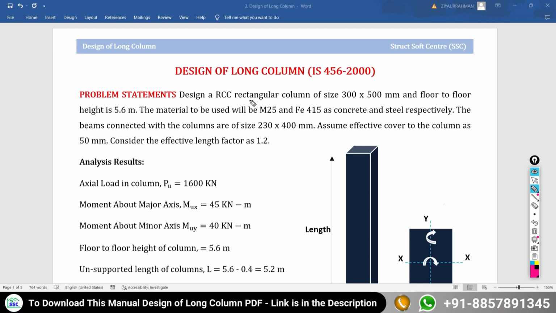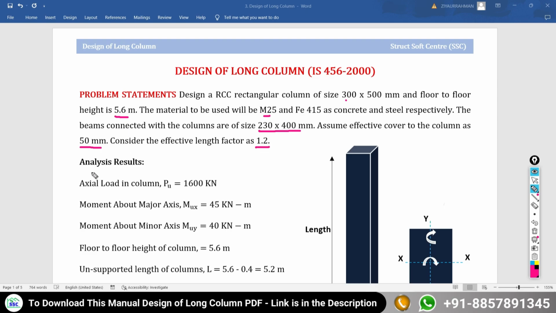First of all, try to understand the problem statement. We have to design an RCC rectangular column of size 300 by 500 mm and the floor to floor height is 5.6 meter. The materials to be used are M25 and Fe415 as concrete and steel respectively. The beam which is connected with the column has a size of 230 by 400 in depth. We have to assume the effective cover for the column as 50 mm, and we also have to consider the effective length factor as 1.2.